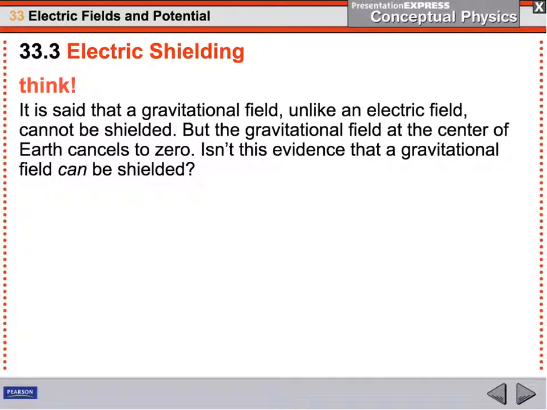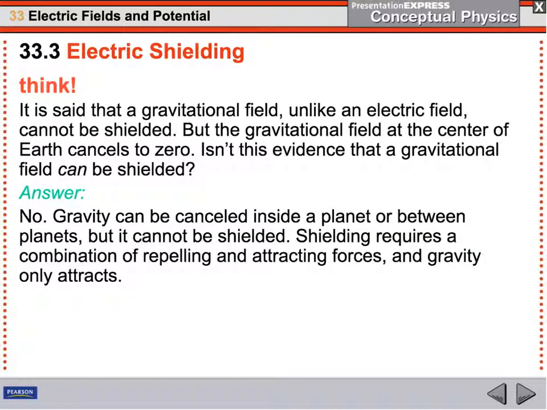It is said that a gravitational field, unlike an electric field, cannot be shielded, but the gravitational field at the center of the Earth cancels to zero. Isn't this evidence that a gravitational field can be shielded? No, gravity can be canceled inside a planet or between planets, but it cannot be shielded. Shielding requires a combination of repelling and attractive forces, and gravity only attracts.